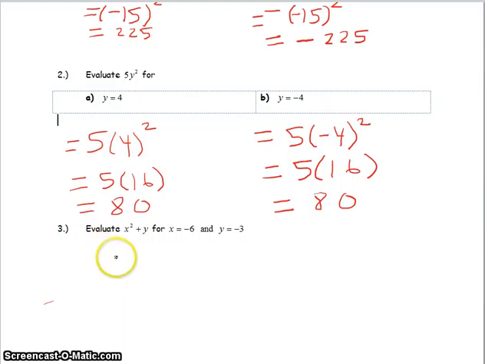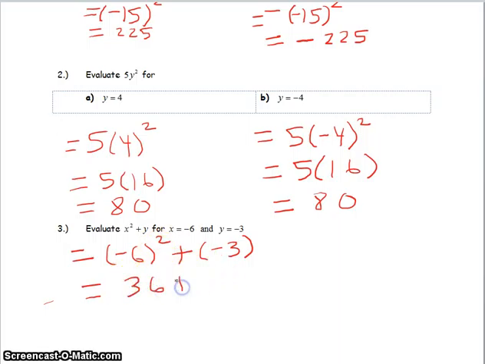Now we go down to number 3. Here we put in negative 6 for x. So we will have in parentheses negative 6 parentheses squared, and we will have negative 3 for y. So we'll put the negative 3 in a parenthesis. Negative 6 parentheses squared is 36 plus a negative 3. 36 plus negative 3 is a positive 33.